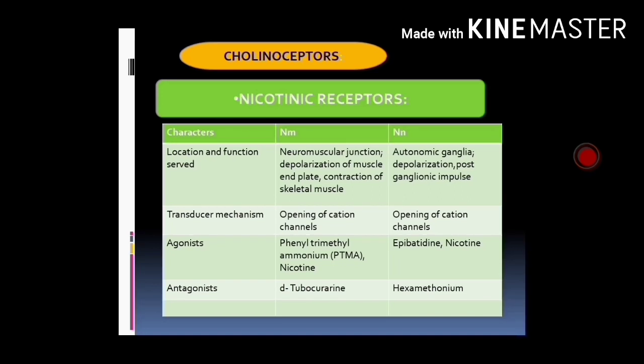And now we are going to learn about the different cholinergic receptors. There are two types of cholinergic receptors, which are nicotinic and muscarinic, which are again divided into various subtypes. The subtypes of nicotinic receptors are NM on skeletal muscle and NN on neuronal cells. The characters of the nicotinic receptors are given in the slide.